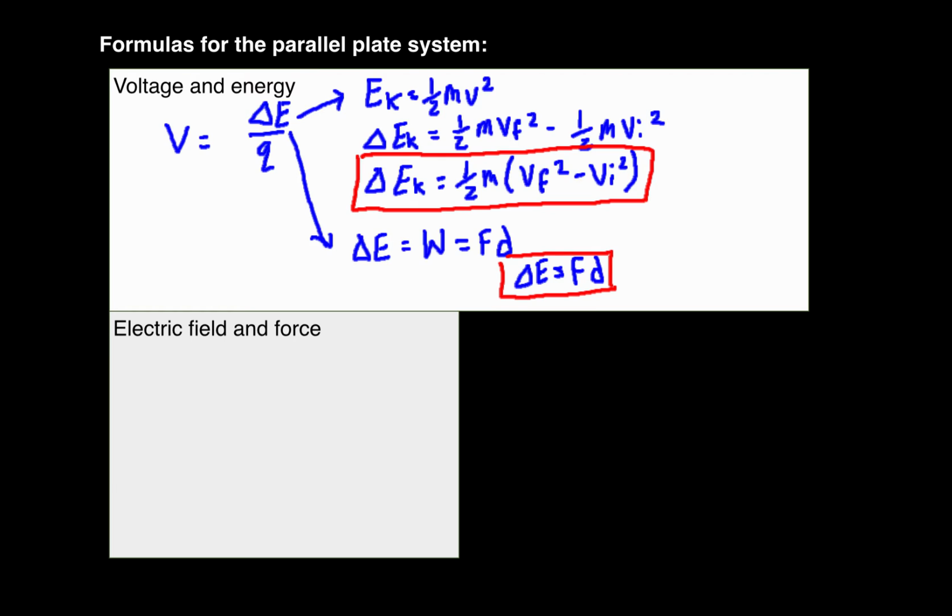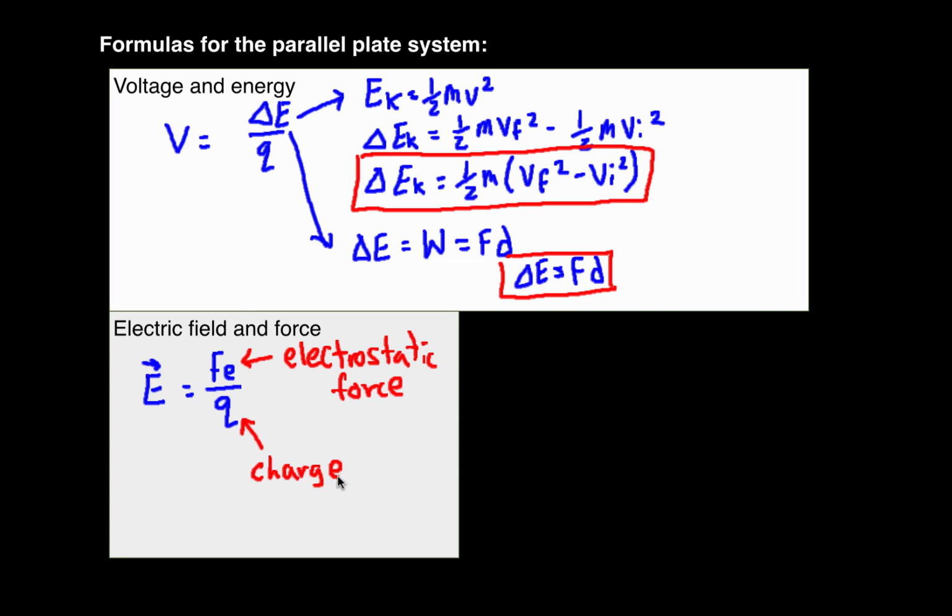The next formula that's going to be useful you learned in Lesson 7. This is the electric field formula. It says electric field is equal to electrostatic force, which is the force that attracts one charge to an electric field, divided by the magnitude of the charge in the electric field. So Fe is the electrostatic force. This could be a force of attraction or repulsion. And Q is the charge in the electric field.